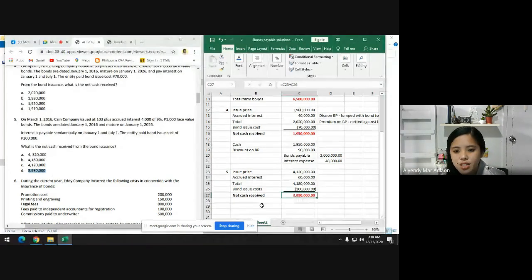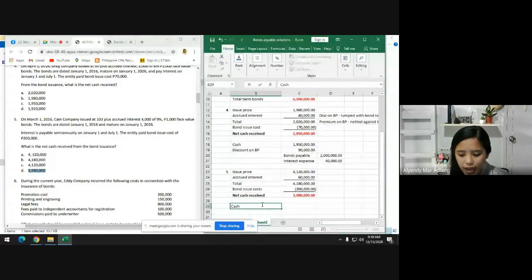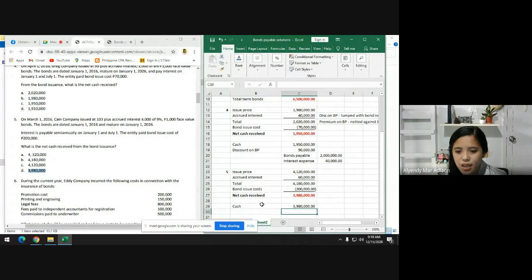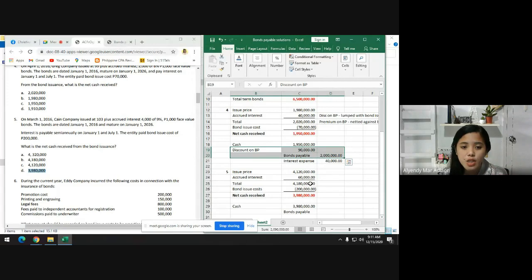Okay, so what is the journal entry for this? That would be debit to cash of 3,980. So of course, credit to bonds payable. Take note ang bonds payable ng account title at face value dyan na siya. Okay? At face value. But when the problem will ask, how much is the carrying amount of the bonds payable? You do not give its face value because the bonds payable is reported together with its discount or premium.